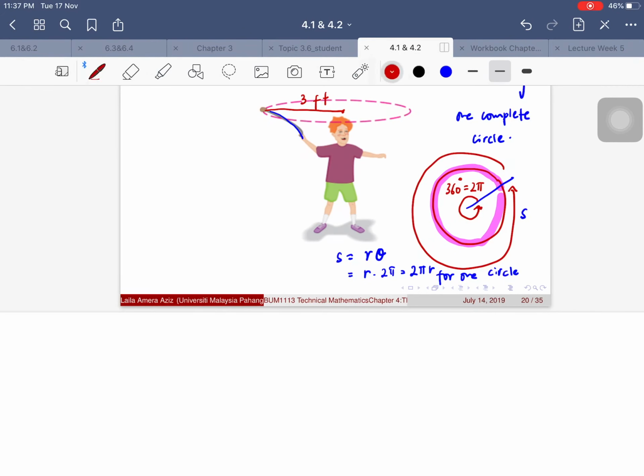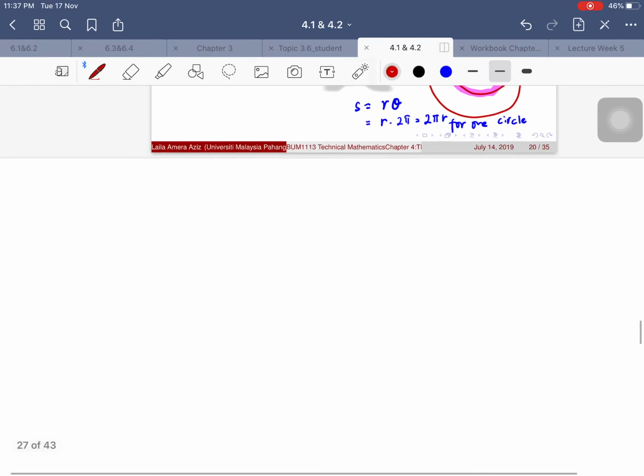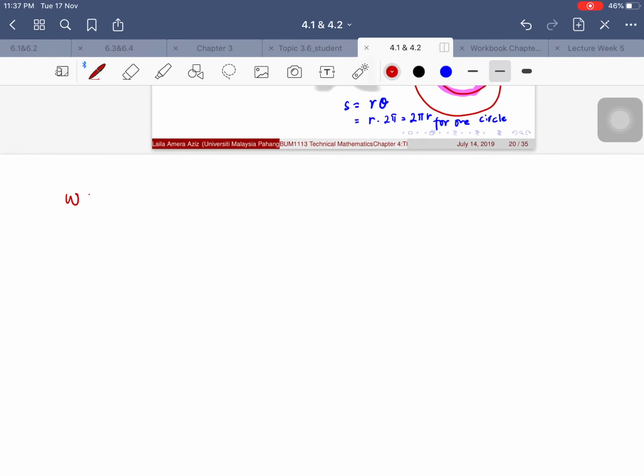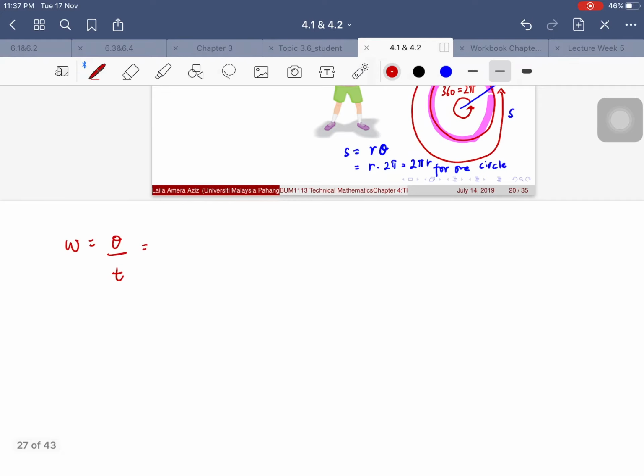Okay, based on the information, first we are going to find the angular velocity. Angular velocity is given by omega, and according to what we have seen before, the formula is omega equals theta over t. What is the theta for this case? Let me put it over here. One revolution, what is the angle of one revolution? That is 2 pi. But for this case, the boy had 15 revolutions. So when we have 15 revolutions, what is the angle? That is 15 multiplied by 2 pi, which equals 30 pi.